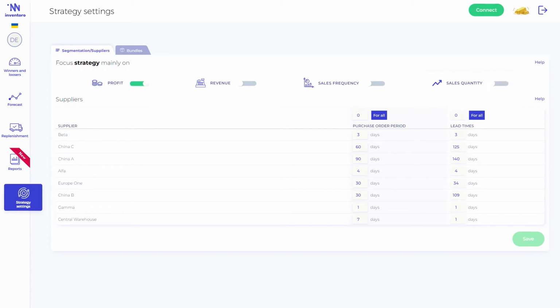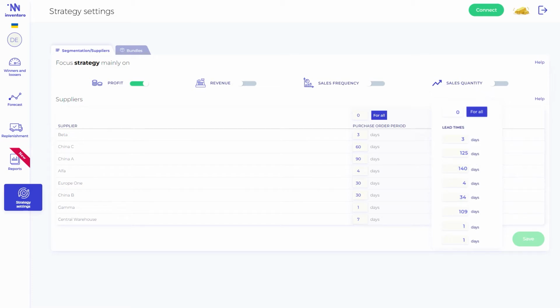Now let's move to purchase periods and lead times. Here, you can set the desired purchase period for every supplier. Purchase period is a time period you want to cover after one purchase order will be delivered to your warehouse and before the next one will arrive.